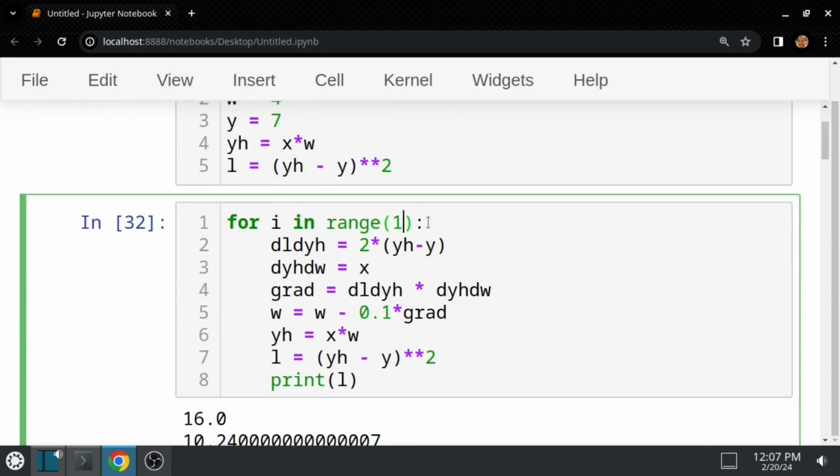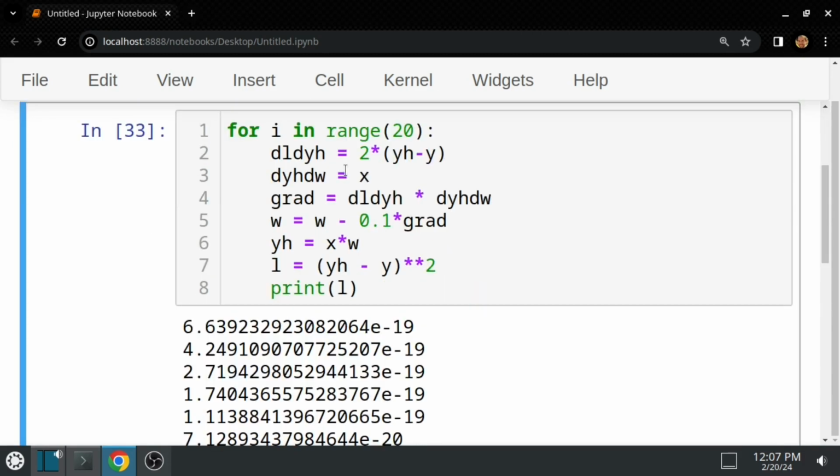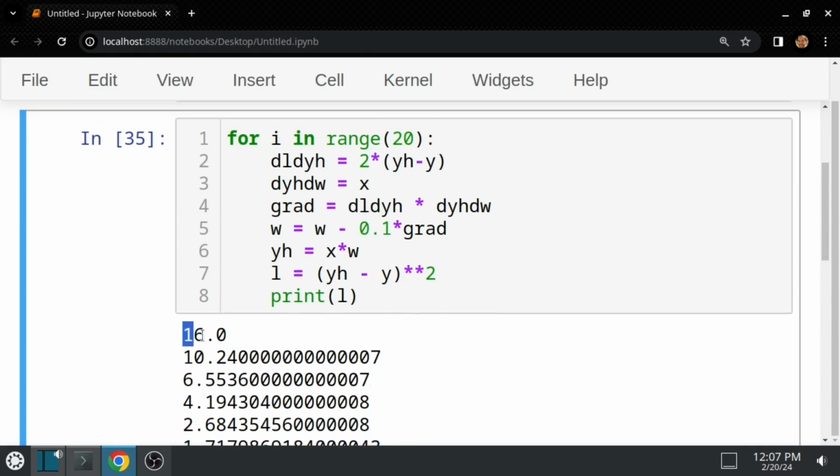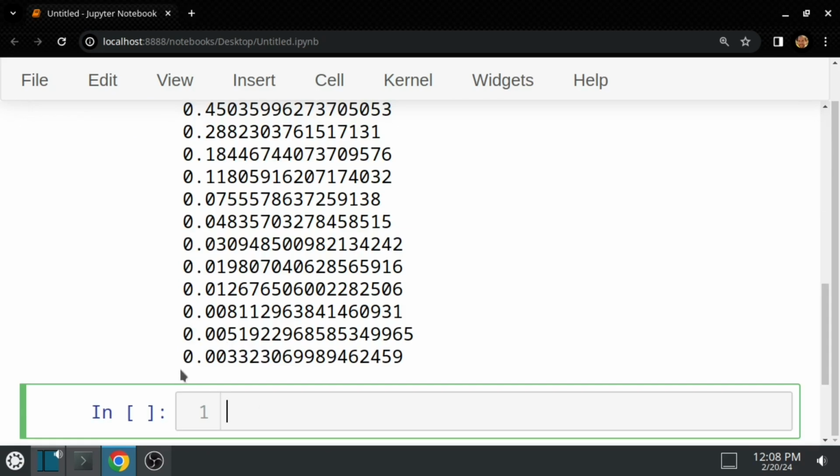I'll just do 20 times. Let's start over. So run it. Loss is 16, 10, 6, 4, 2, 1. It gets closer and closer to 0.